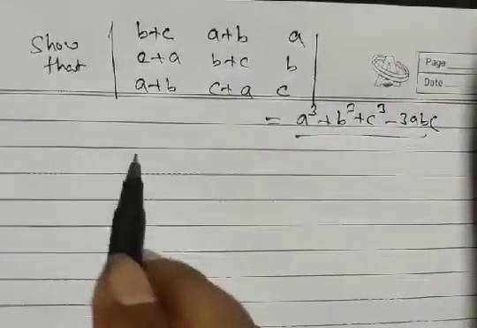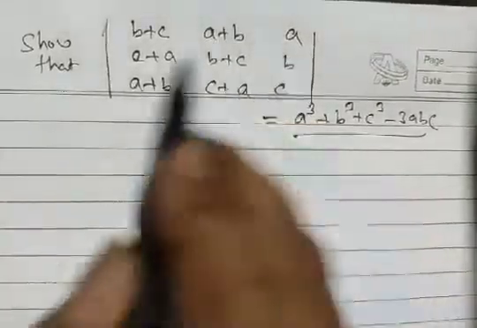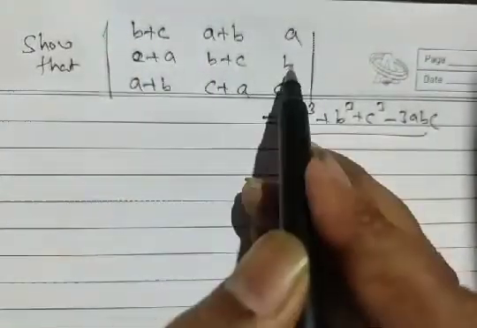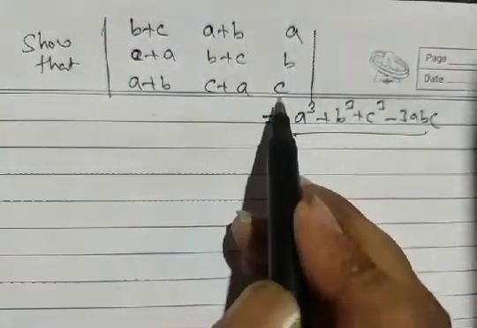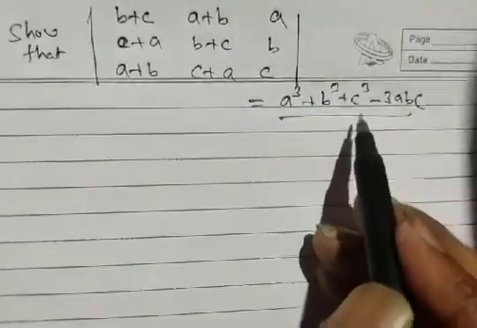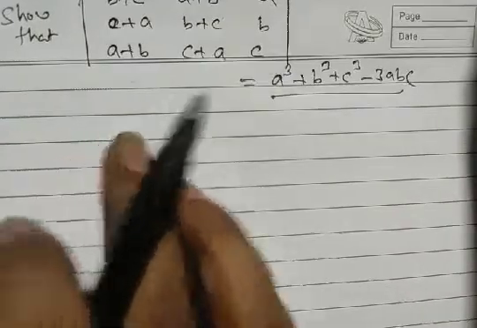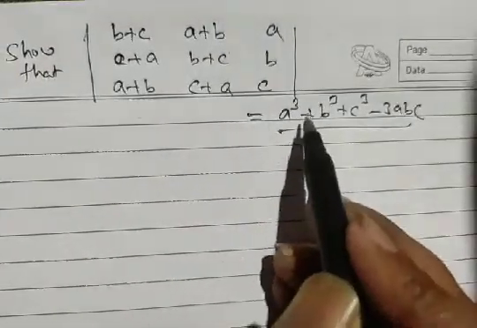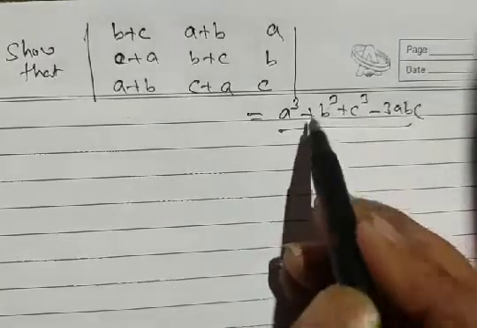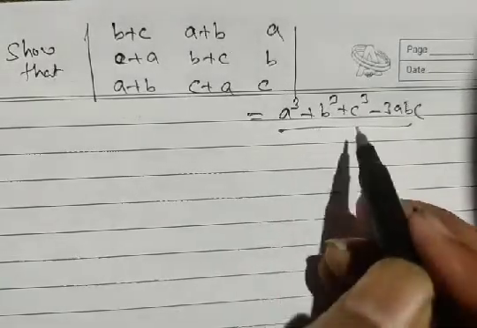Now we have another problem: the determinant with rows b plus c, a plus b, a; c plus a, b plus c, b; a plus b, c plus a, and c. We have to prove that it equals a cube plus b cube plus c cube minus 3abc. We cannot prove it directly. a cube plus b cube plus c cube minus 3abc is a formula, one of the identities.